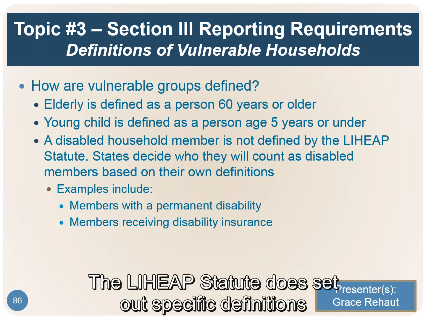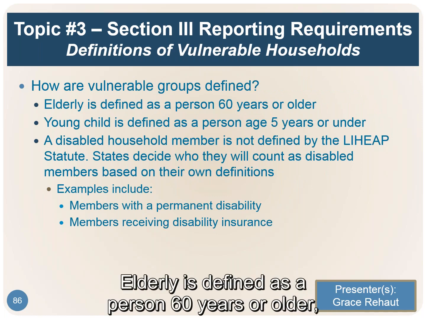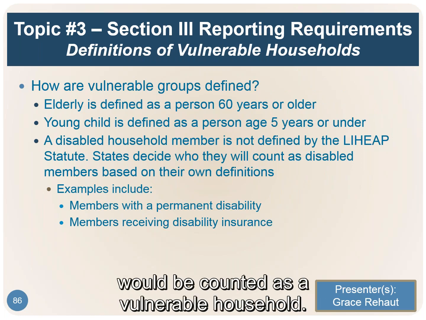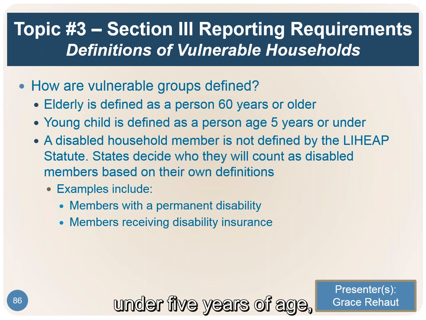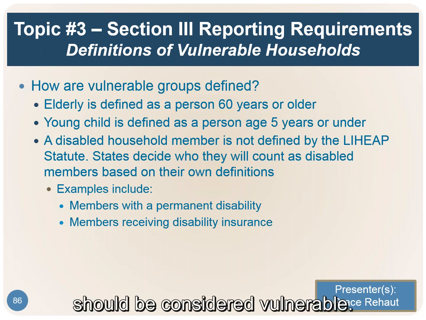The LIHEAP statute does set out specific definitions for households with elderly members and young children. So elderly is defined as a person 60 years or older. So any household with someone 60 years or older would be counted as a vulnerable household. And in turn, a young child is defined as someone under 5 years of age. So again, any household with a child under 5 should be considered vulnerable.